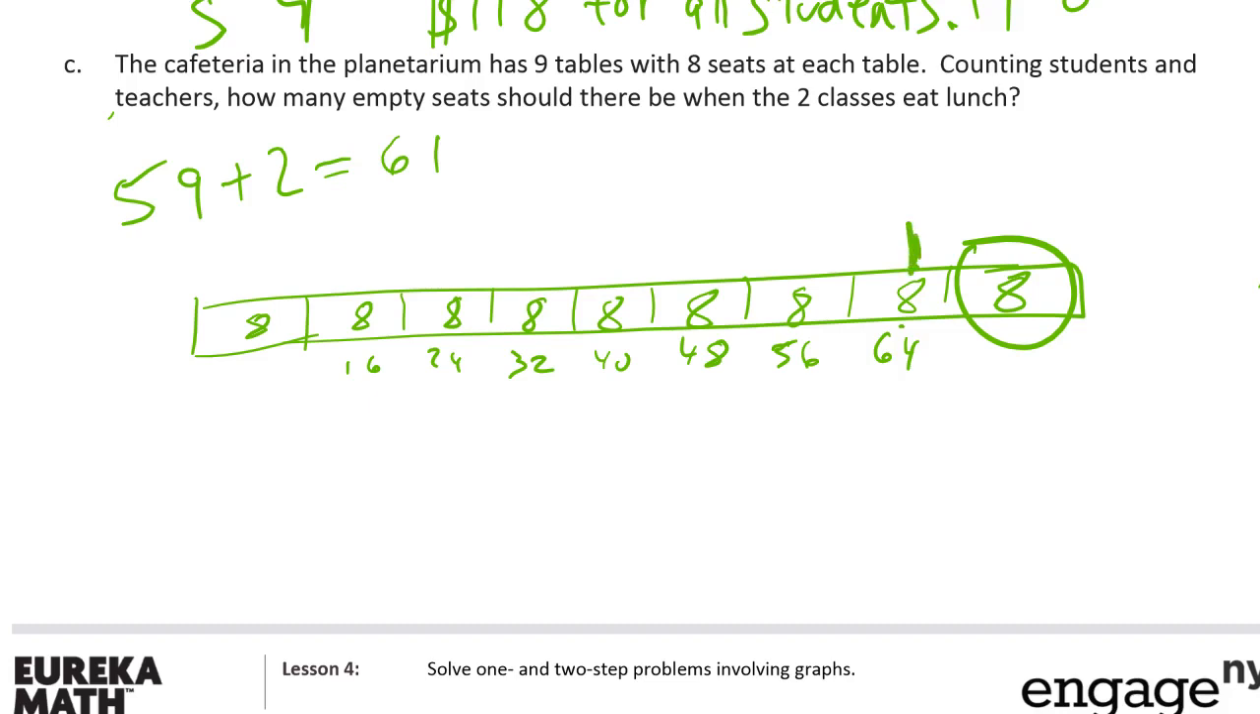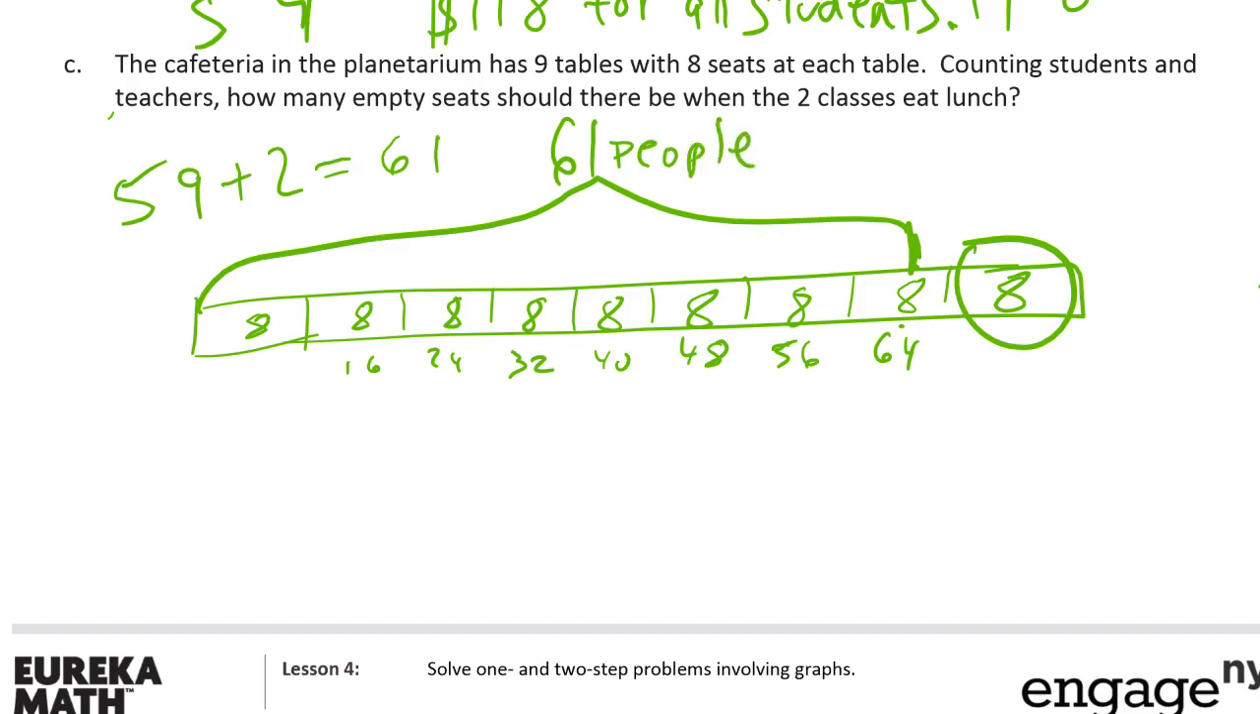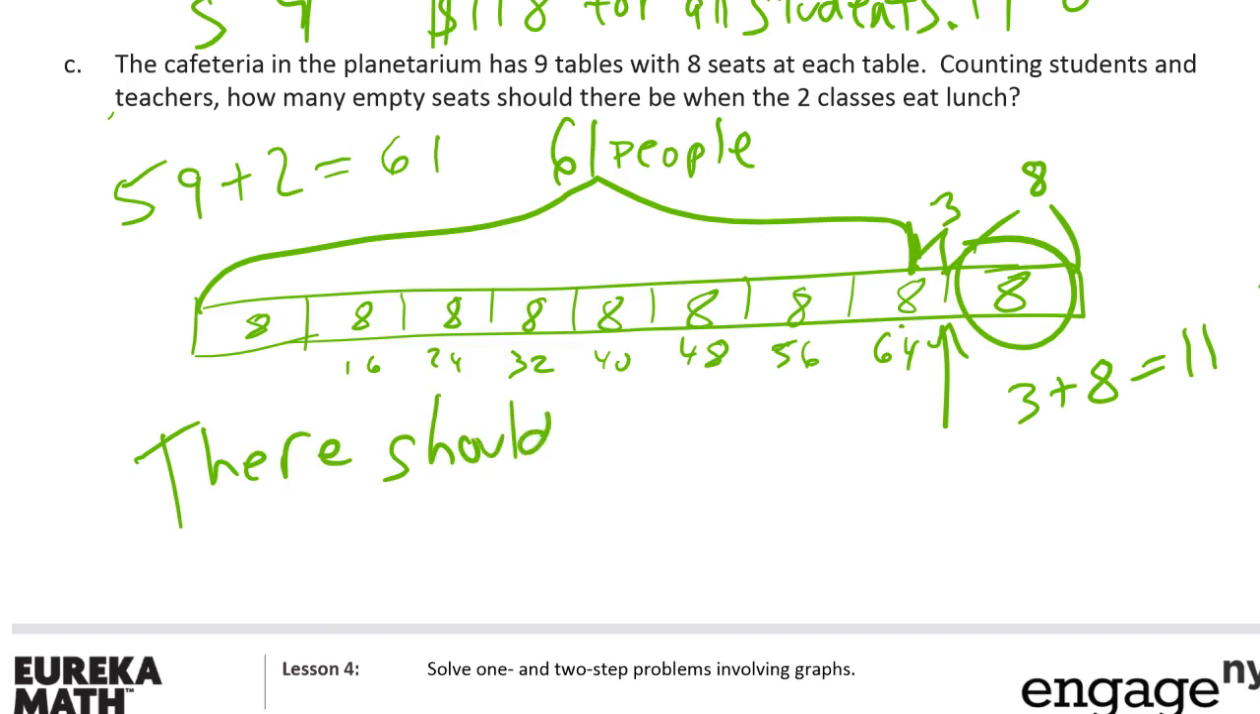So from here to there is 61 people or seats, and then this is going to be 3 here, right? Three left over, because all the way to here is 64. So that's three more, and then this eight more, that's 11. I just write this three plus this eight equals 11. There should be 11 people left over, 11 seats, ooh, 11 empty seats.